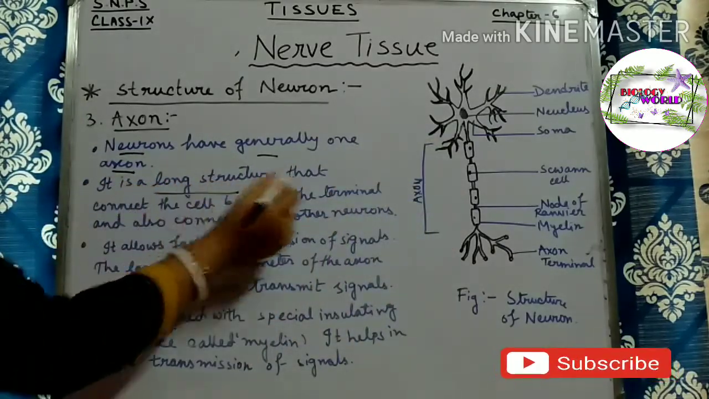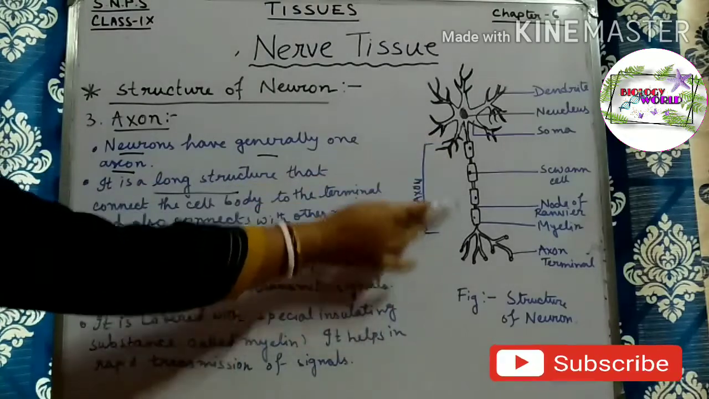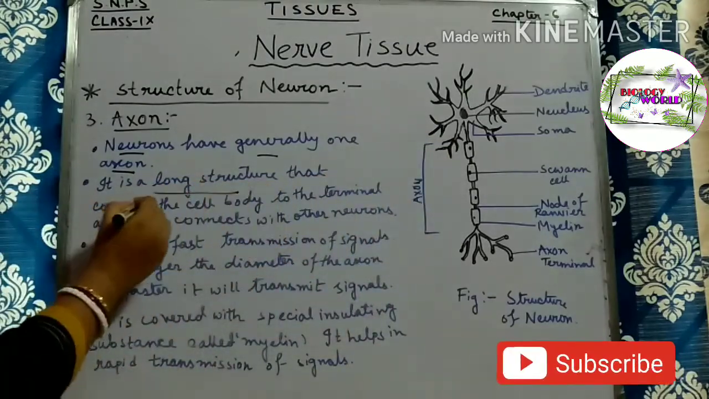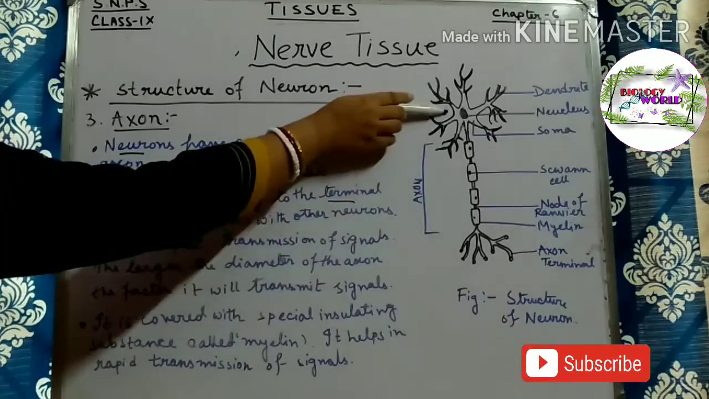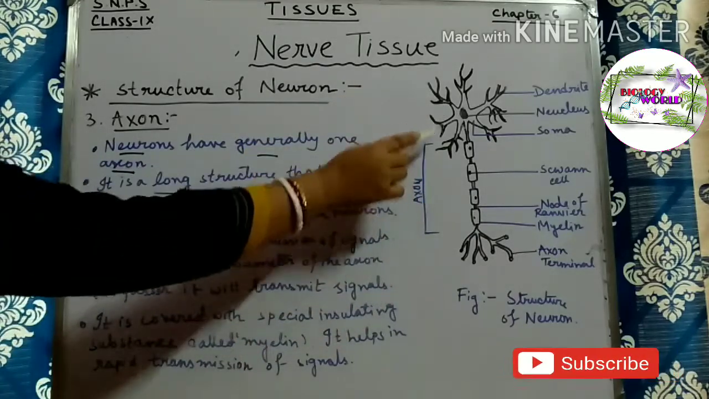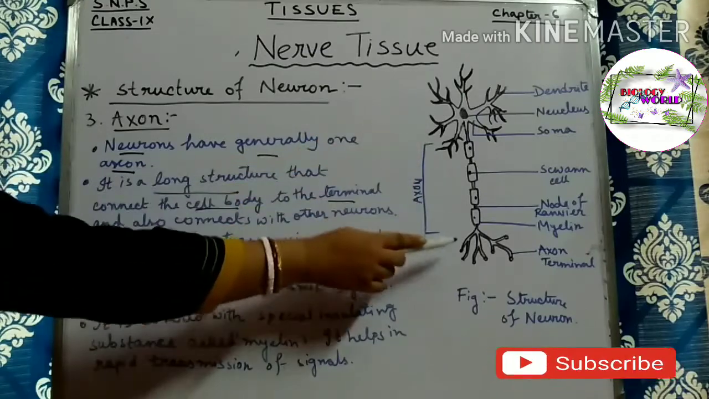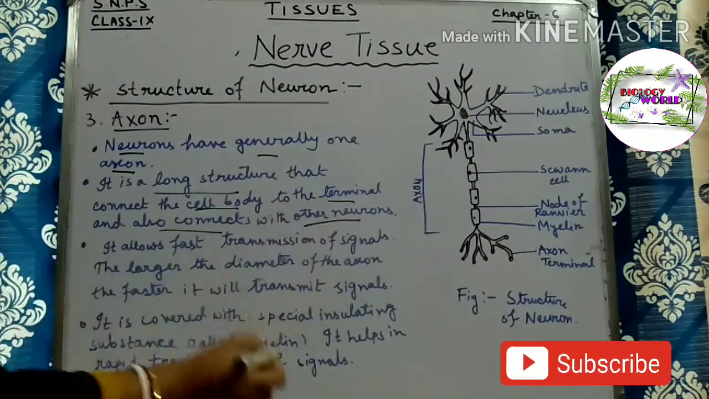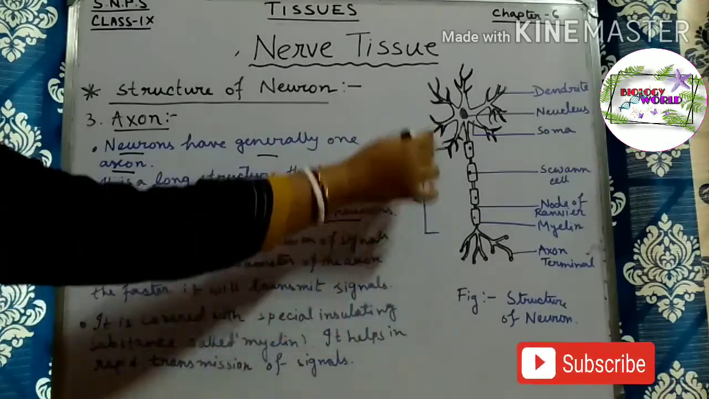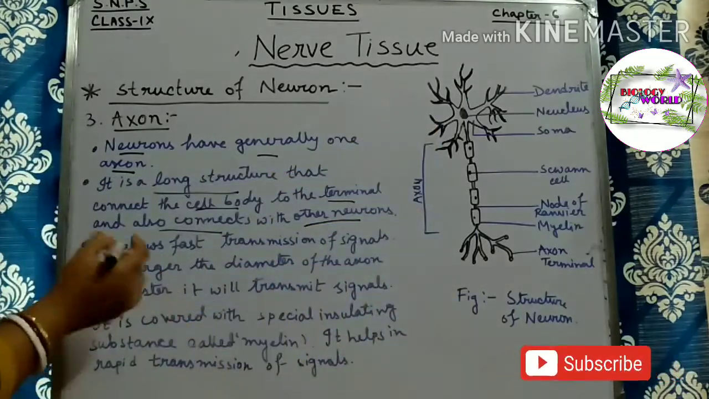It is a long structure that connects the cell body to the terminal. This was the cell body and this is the terminal. So the axon connects this cell body to the terminal and also helps to connect with other neurons.